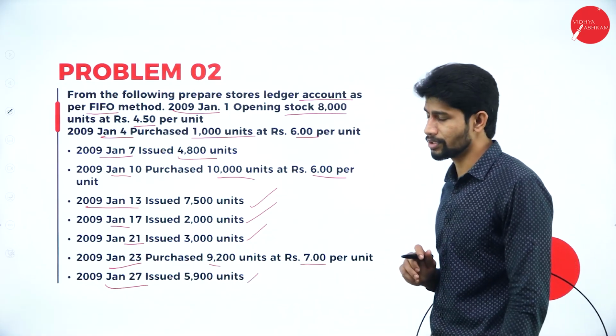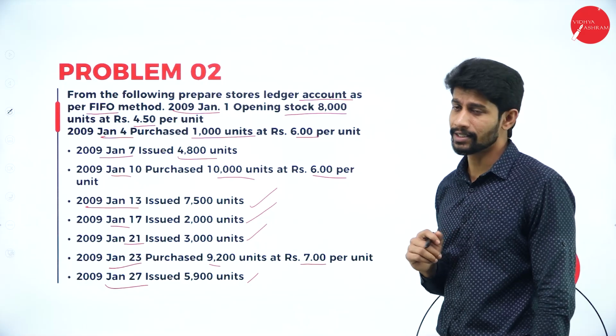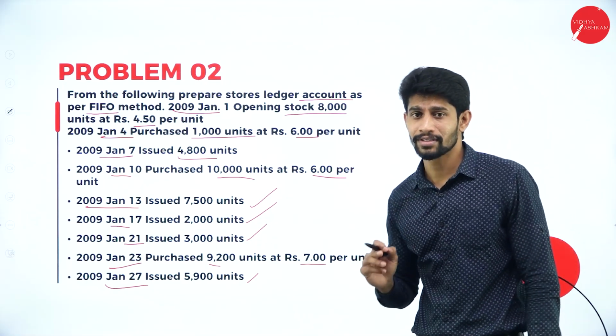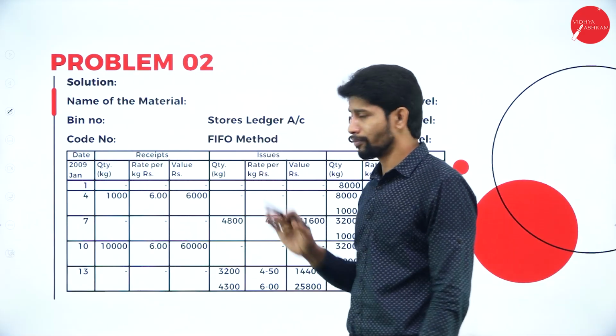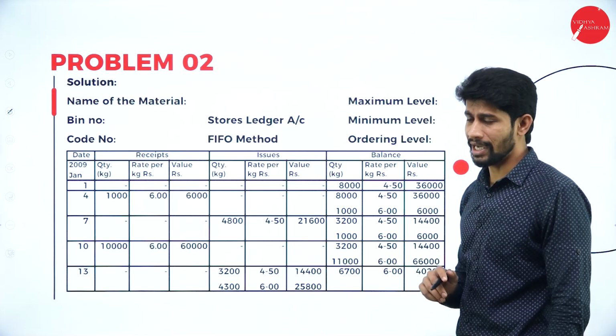So by using this information, we are supposed to prepare stores ledger under FIFO method, that is first in, first out. The format will be the same. So what is the opening stock on Jan 1st?